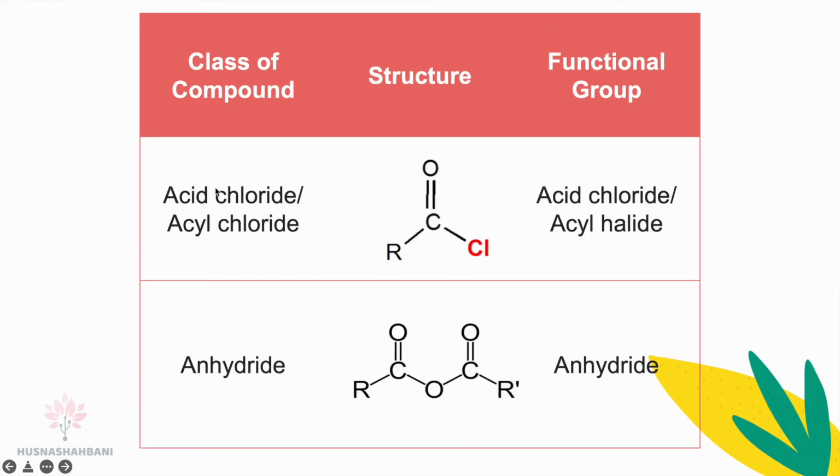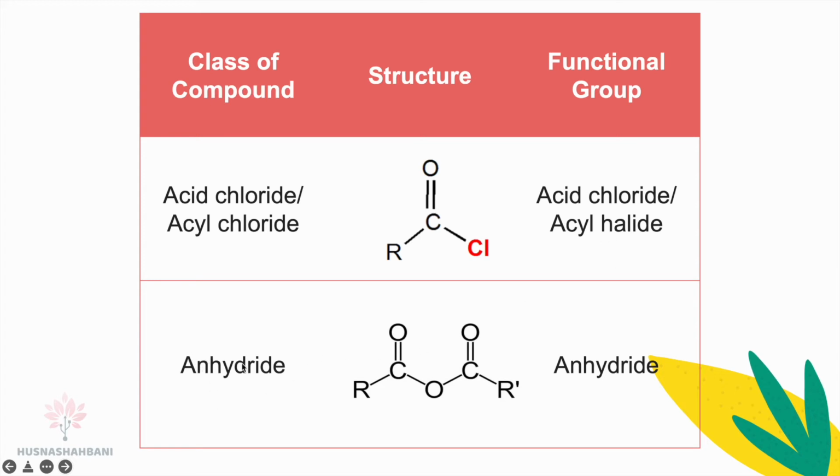Next, acid chloride or acyl chloride class of compound, and the structure is C double bond O, that carbon double bond O attached to Cl. That's why the name is chloride. That carbon must attach to Cl. So this is acid chloride or acyl chloride class of compound. The functional group is acyl halide or acid chloride. Can also be the functional group, or acyl halide.